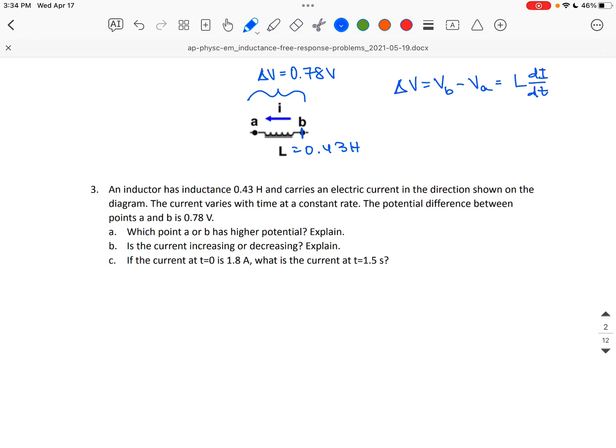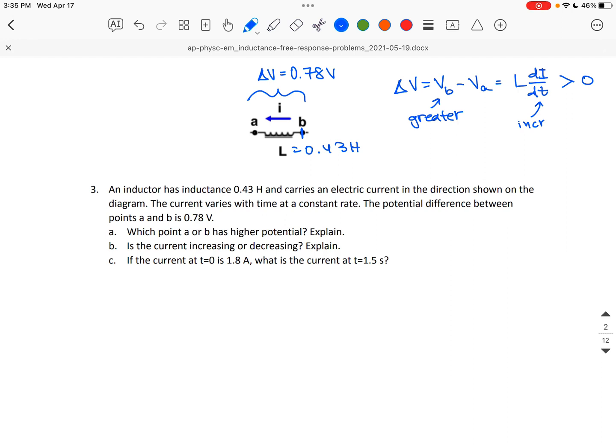Now, they explain that when the current is increasing, then we've got a positive change in voltage, which means that this position is going to be greater. And if the current is decreasing, then we get a negative voltage change, which means that VA would be the greater value. In our scenario, we've got a positive, so we know that this is greater than 0, which means that our current must be increasing and that the voltage at the start is going to be greater.